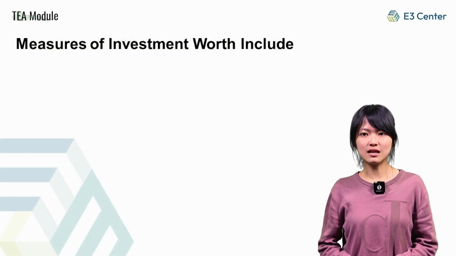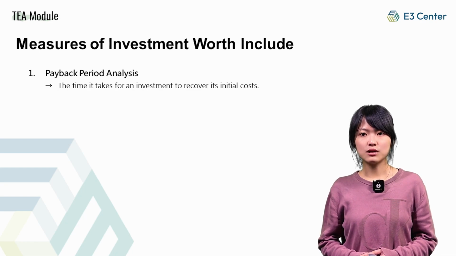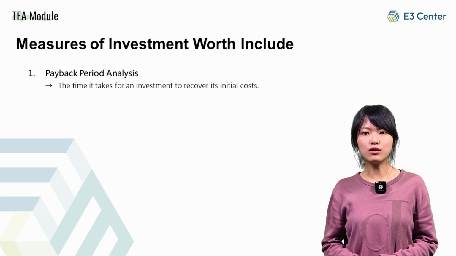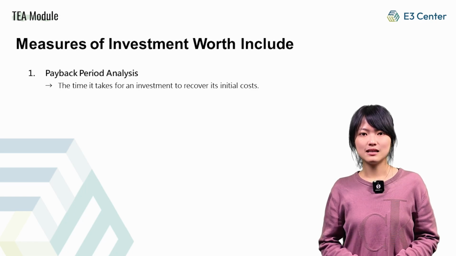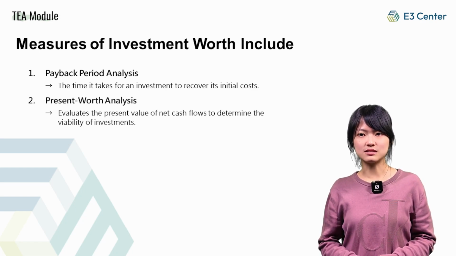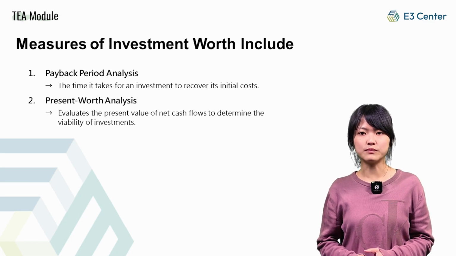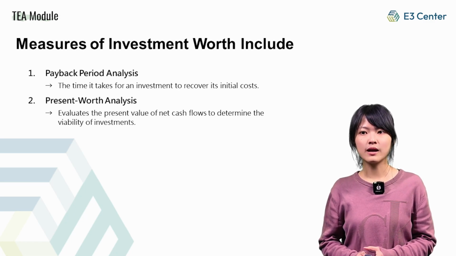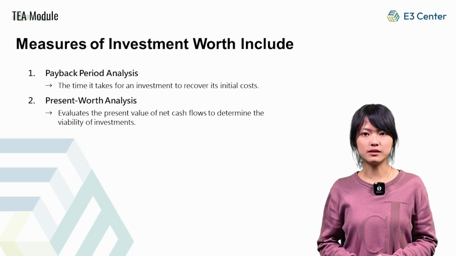Here's a quick rundown of those 5 measures. First, payback period, which is the basic measure of how quickly an investment pays back its initial cost. Second, present worth analysis. This technique evaluates the total present value of a project's net cash flows, helping us understand the long-term value of investment.